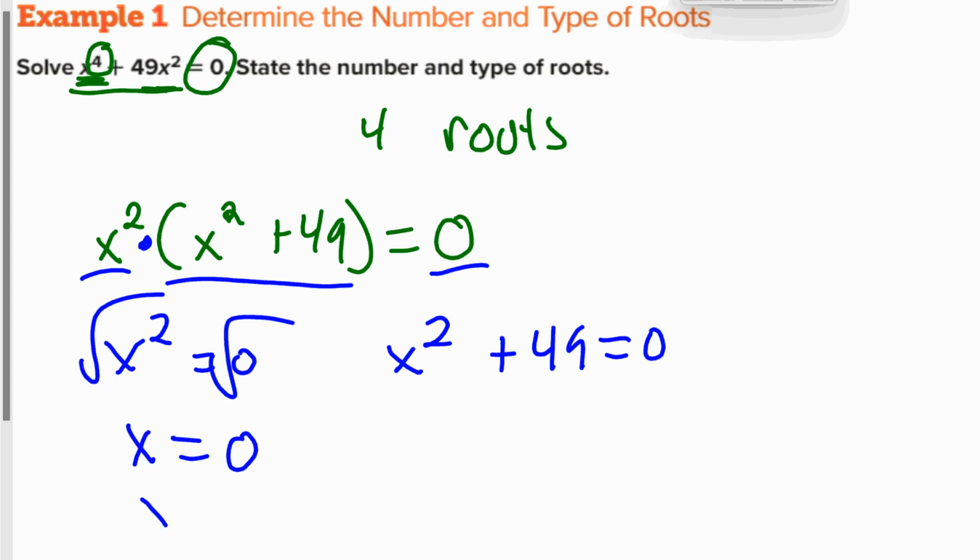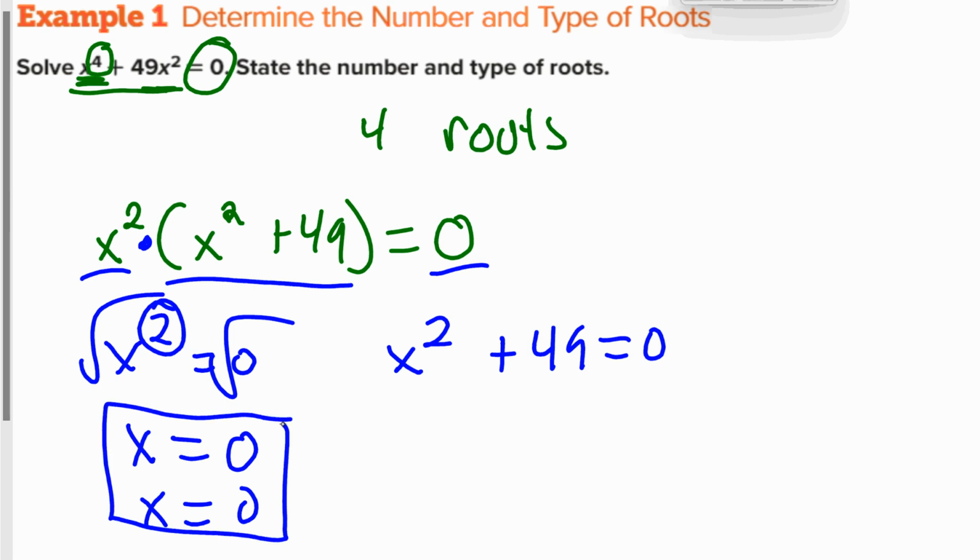So that's actually twice, because squared means I have 2 solutions. So actually x equals 0 comes about twice. So there's 2 solutions. 2 real solutions.